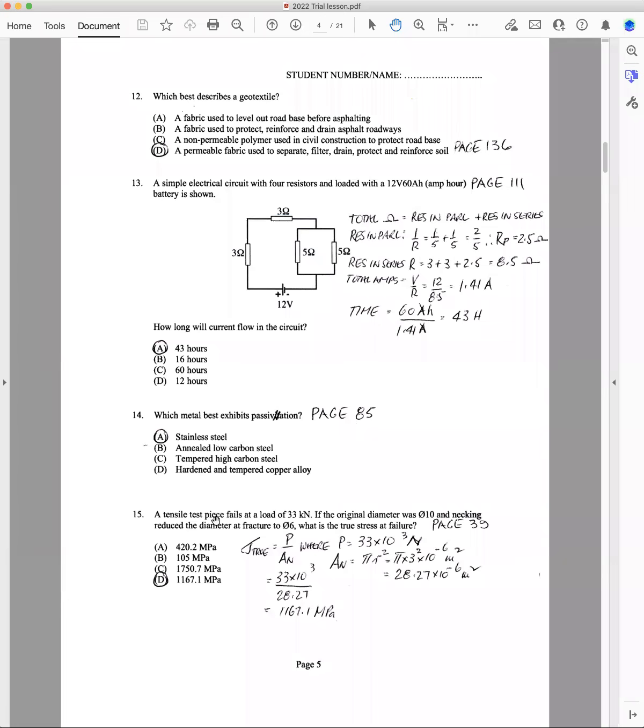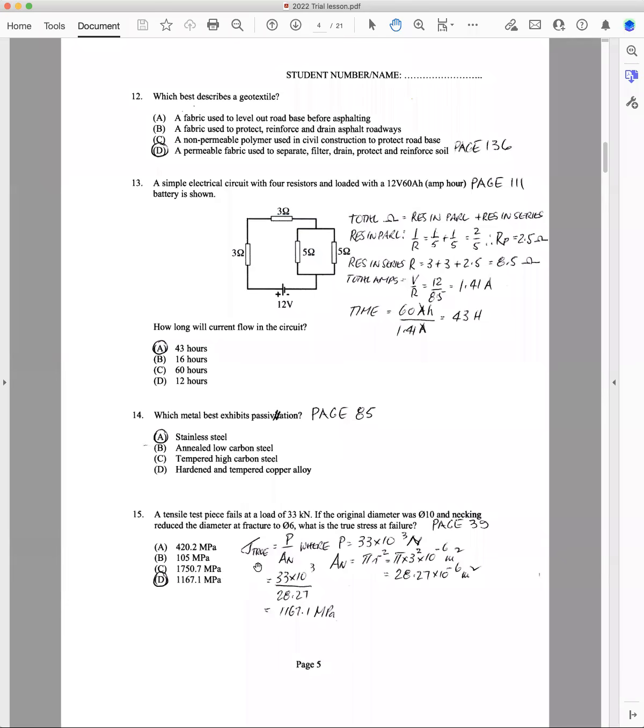A tensile test, question 15. A tensile test fails at a load of 33 kilonewtons. If the original diameter was phi 10, which is 10 millimeters diameter, and necking reduced the diameter at fracture to phi 6, what's the true stress? If you go to page 39, you'll see that true stress is the load divided by the area at fracture. And this is how I want you to set out your solutions to get marks. In multiple choice, the examiner won't see your solutions.